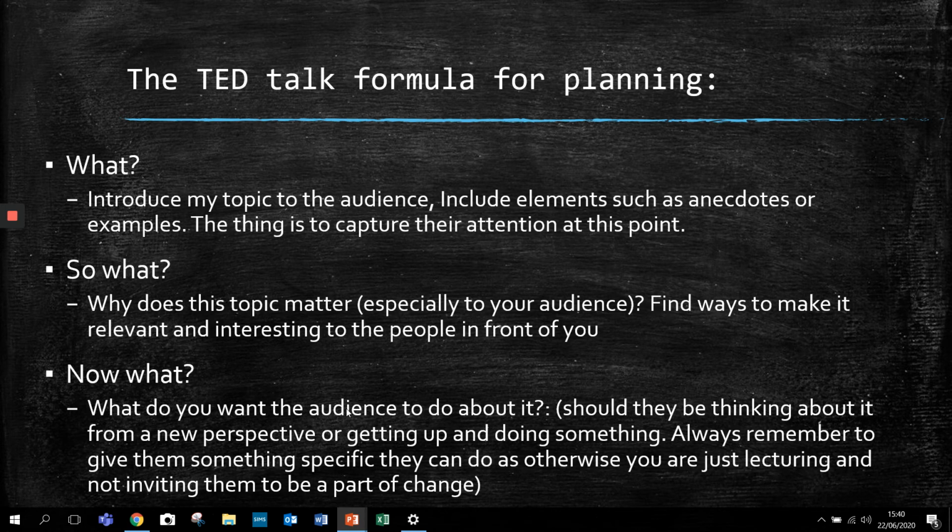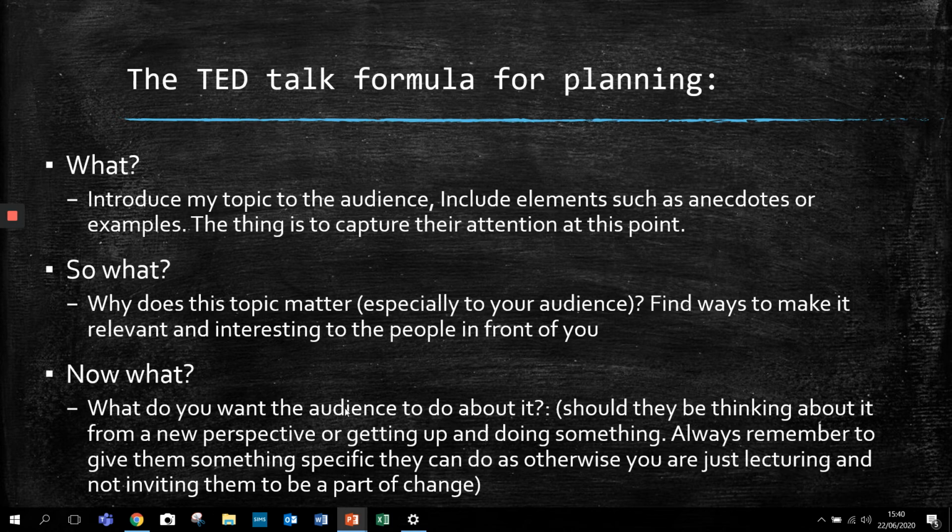And then now what? What do you want them to do about it? Should they be thinking about it from a new perspective, or getting up and doing something? So this is when you want your deliberative rhetoric to come in. You want to be talking about what the future could be like.